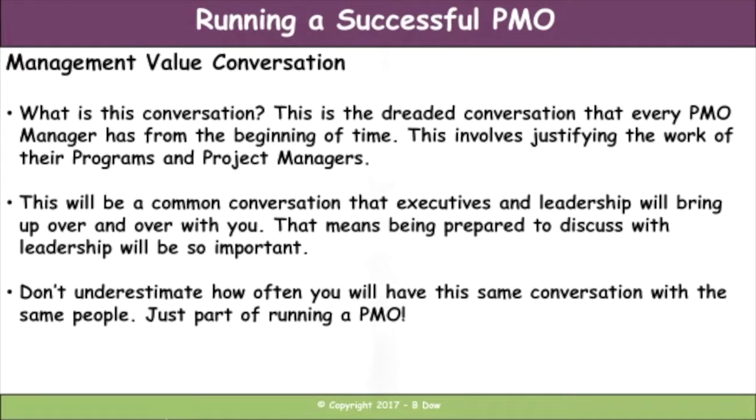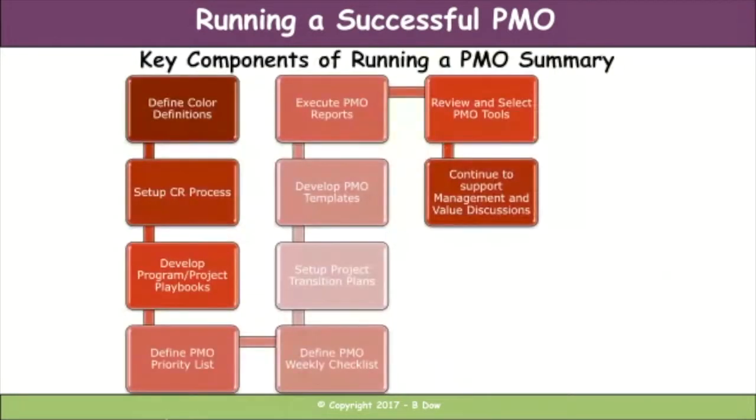That's it, right? So let's summarize. We talked about the 10 components. We defined the color definitions. We set up the CR. We did our playbooks. We looked at our priority list. We said, hey, what do we expect them to do weekly? We have a transition plan for people rolling in and rolling out. We have templates. We understand the value of branding and having templates ready for our people. We keep executing on reports. Now we're looking at tools and we're bringing in tools. We're looking at what tools we can use, maybe piloting a couple, what's working, what's not working. And then we have that value management conversation.